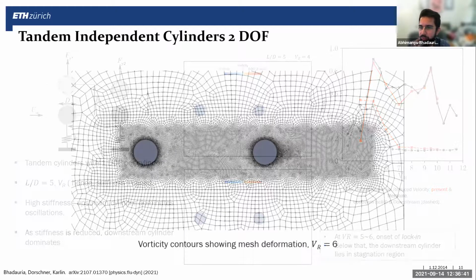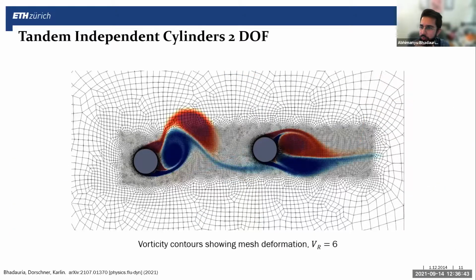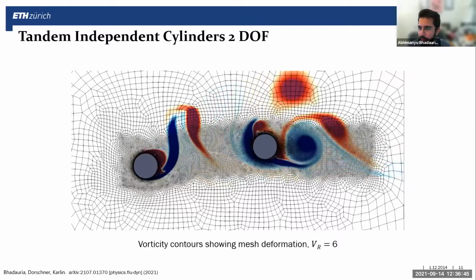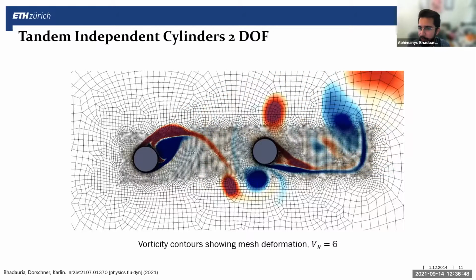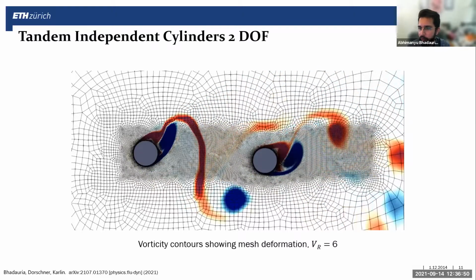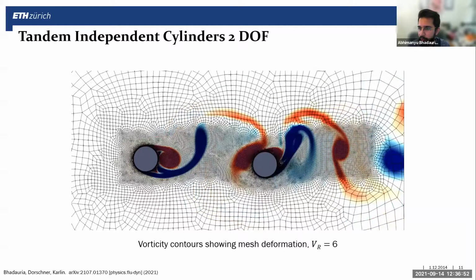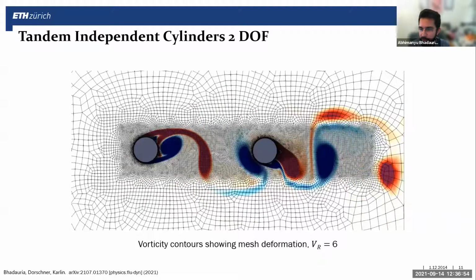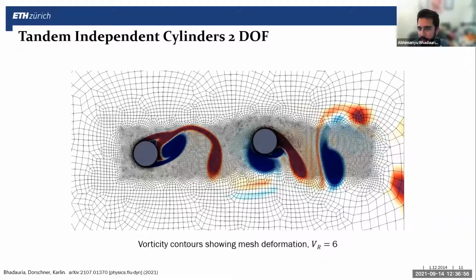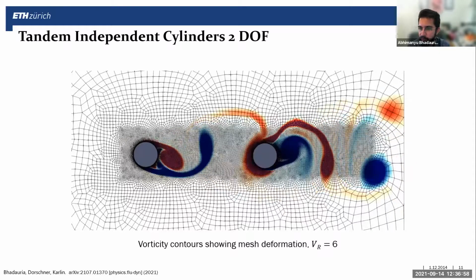So here's a demonstration of the mesh deformation using two cylinders. Using the blended mesh, both of them have their own regions of oscillation and deformation. And this is just a demonstration of the blending mesh concept that we use.